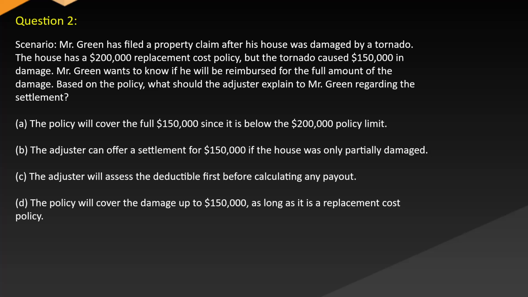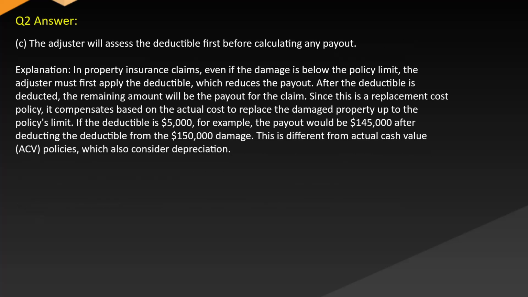A. The policy will cover the full $150,000 since it is below the $200,000 policy limit. B. The adjuster can offer a settlement for $150,000 if the house was only partially damaged. C. The adjuster will assess the deductible first before calculating any payout. D. The policy will cover the damage up to $150,000 as long as it is a replacement cost policy. Answer C. The adjuster will assess the deductible first before calculating any payout.